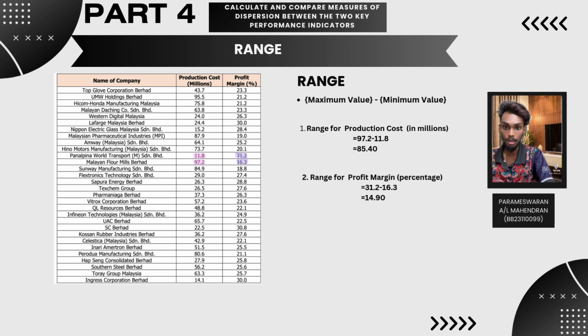Firstly, we have to calculate the range. The formula for range is maximum value minus minimum value. So first, the range of production cost in million is 97.2 minus 11.8. So the answer should be 85.40. Second of all, we have to calculate the range for profit margin in percentage, that is 31.2 minus 16.3. So the answer should be 14.90.